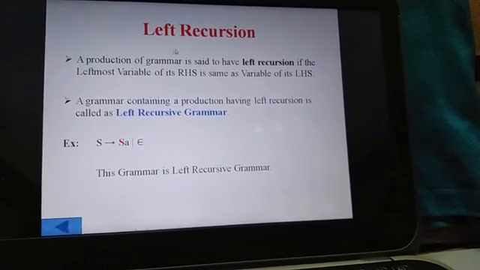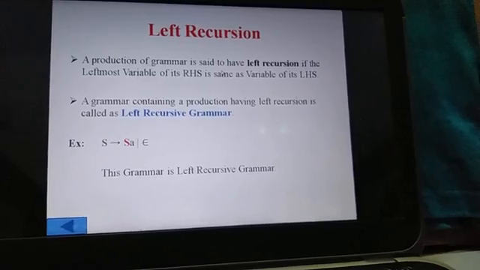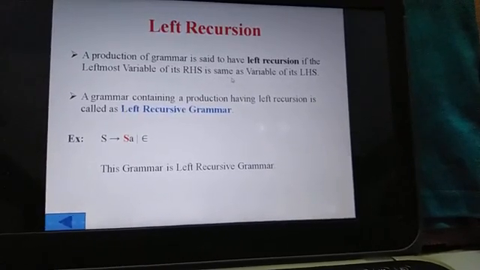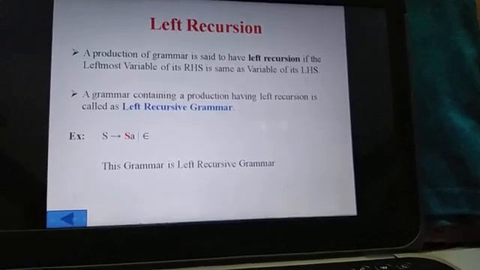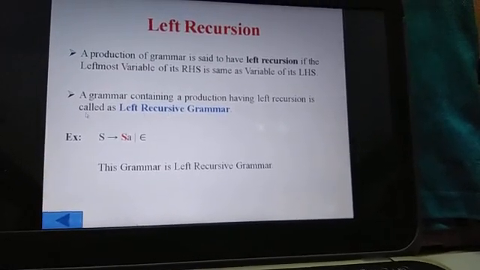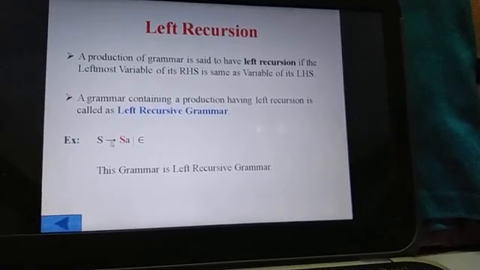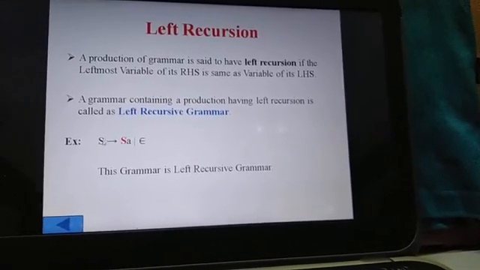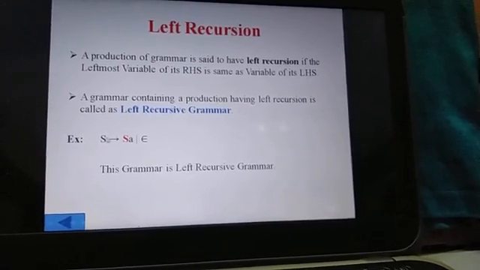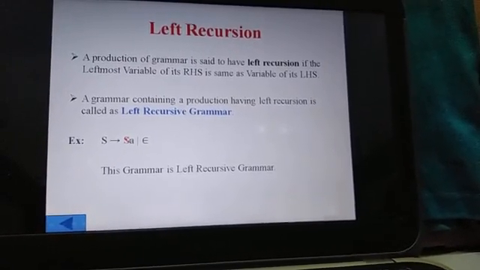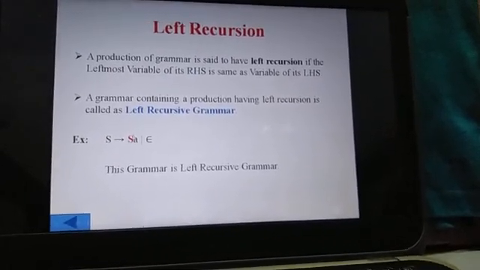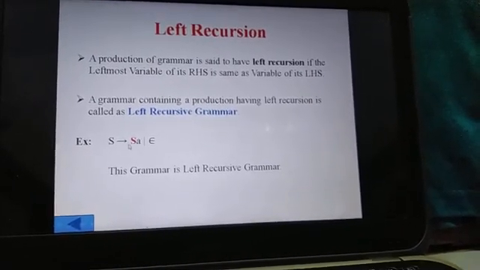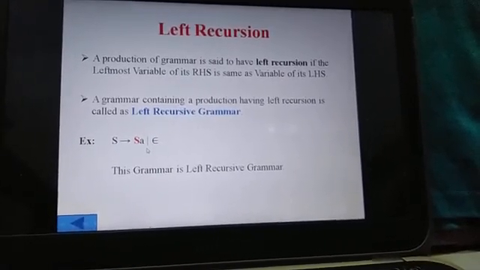Now left recursion. What do you mean by left recursion? A production of grammar is said to have left recursion if the leftmost variable of its right hand side is the same as the variable of its left hand side. A grammar containing a production having left recursion is called a left recursive grammar. Let us see an example. If S produces SA and S produces epsilon, then in S produces SA, we see that S is on the left hand side, and S is also present on the right hand side. So S produces S immediately on the right hand side, and by this S, which is marked with the red symbol, the left recursion exists. So this grammar is a left recursive grammar.